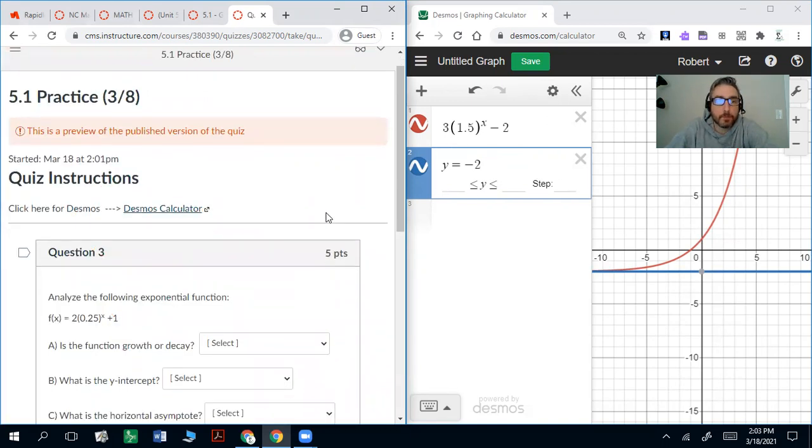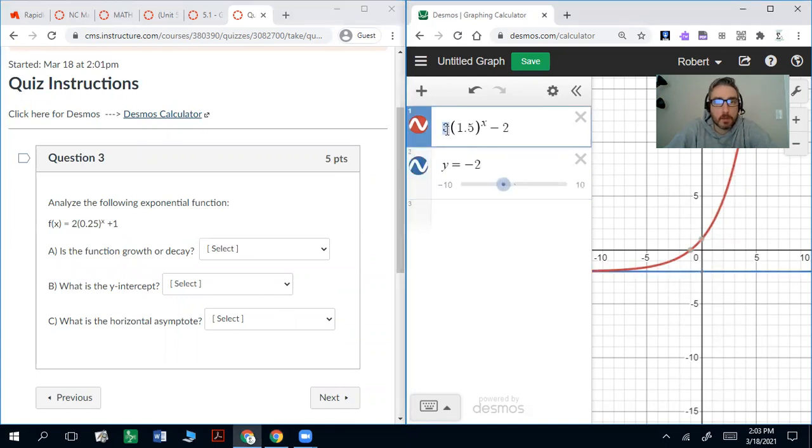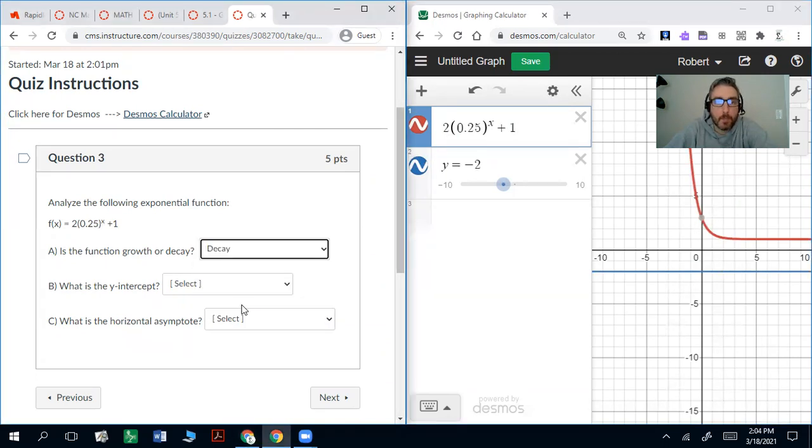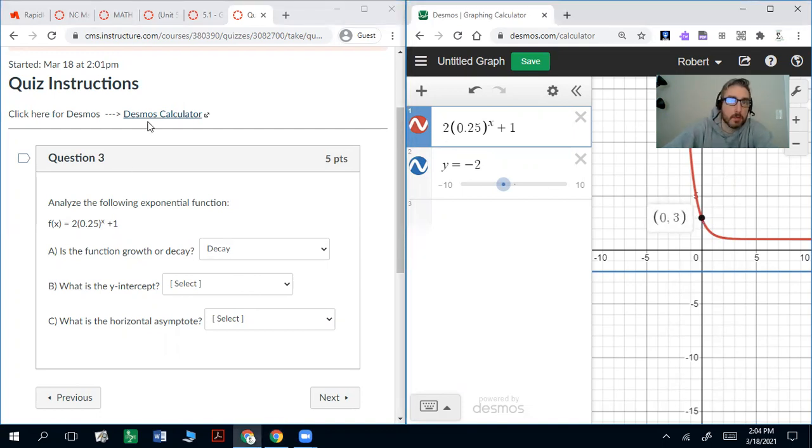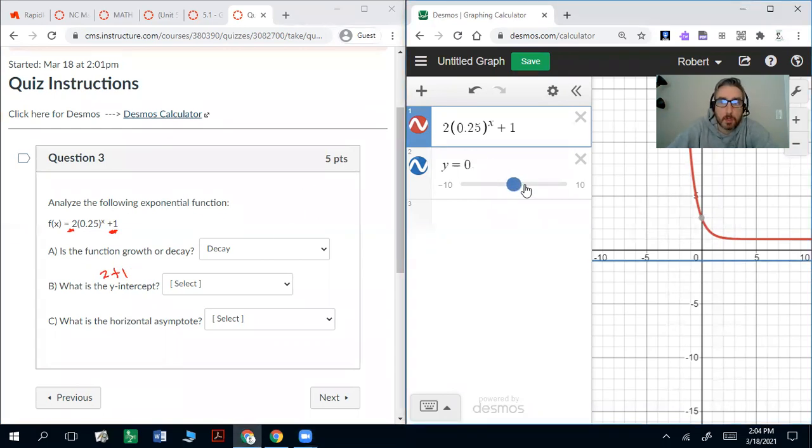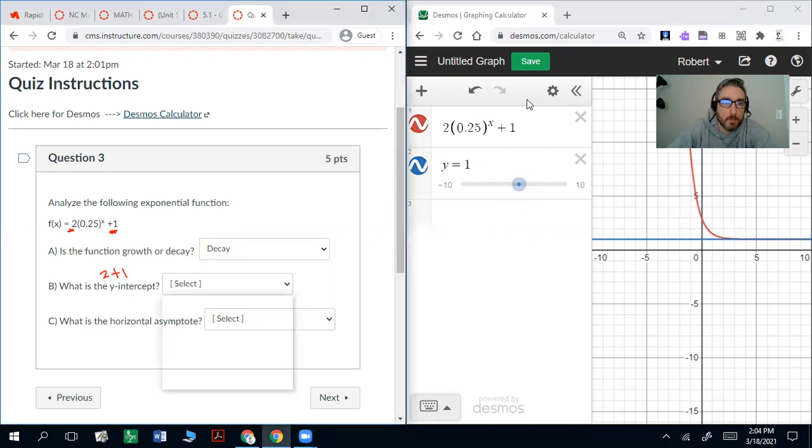Question 2. We have a similar question. Put the 2 in front, 0.25, and then plus 1. That changes it to decay. The y-intercept is 3. That's from the 2 plus 1. So again, the y-intercept is just the leading number plus the number being shifted. So 2 plus 1 is 3. And then the horizontal asymptote, well, it's not going to be negative 2 anymore. It's shifted up 1 to match that number. So y equals 1. So decay, 3, and y equals 1.